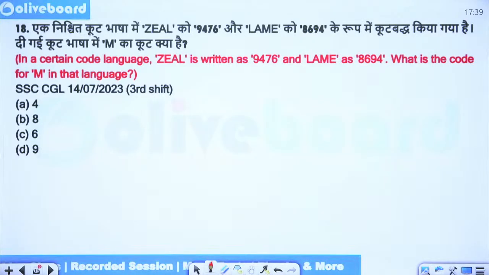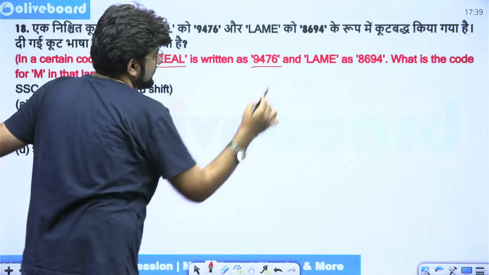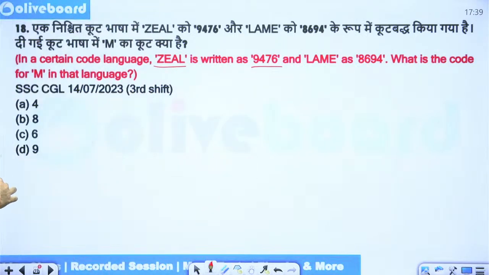Similar to the initial question. Seal is 9476, lame is 8694. What is the code for M? For M, we will delete those letters which are not coming. Here M is not coming. 9476. Code for M.